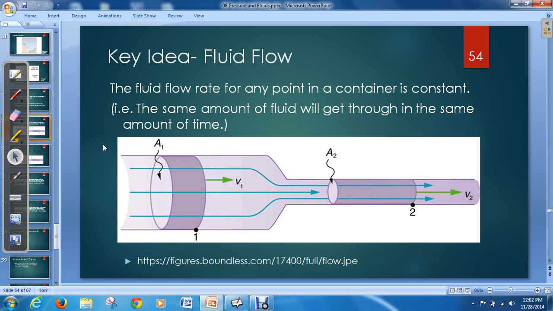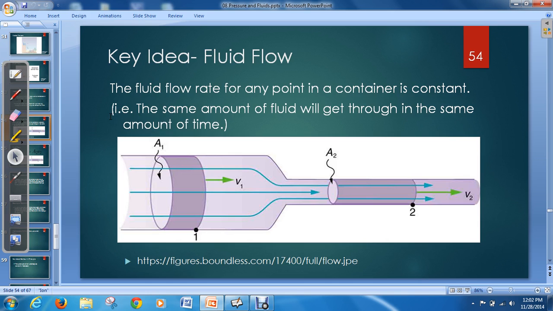Let's say I have a container that starts with a large pipe, and water or some type of fluid is flowing through this, and then it quickly shrinks down to a smaller pipe, kind of like when you put your thumb over your garden hose. It's going from a large, wide opening to a very small opening. And in this case, here's the key idea: the fluid flow rate at any point in the container is constant. Or, in other words, the same amount of fluid will get through in the same amount of time.